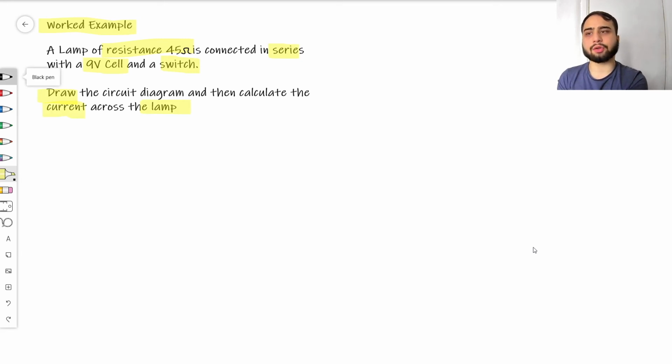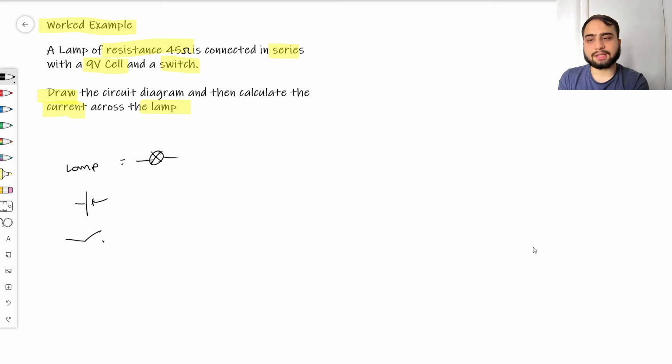Okay, so let's do the first bit now. Let's draw the circuit diagram. I know I have a lamp, which is the symbol like that, and I have a 9-volt cell, which is like that, and then I also have a switch, which is like that. Series means that all these components are connected one after the other. So that's quite simple.